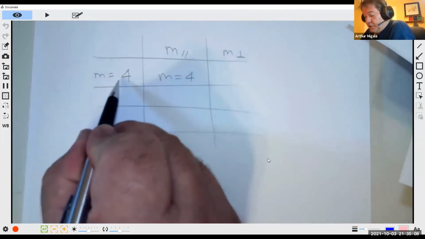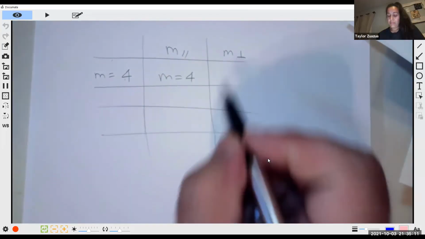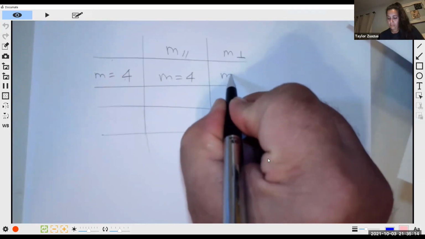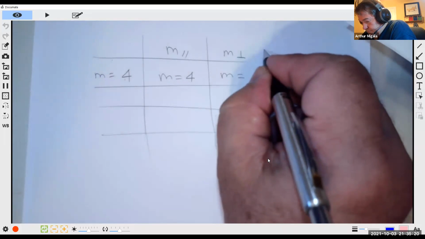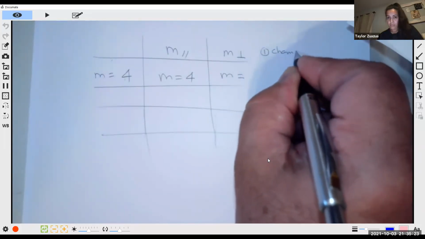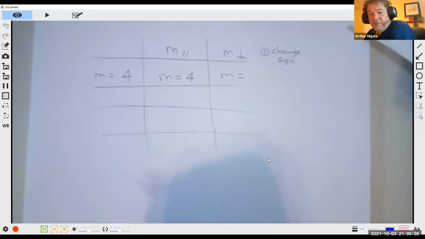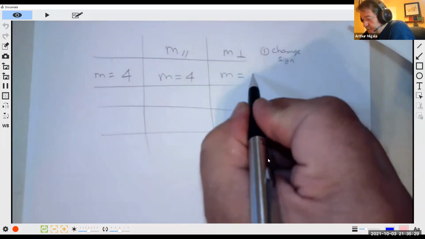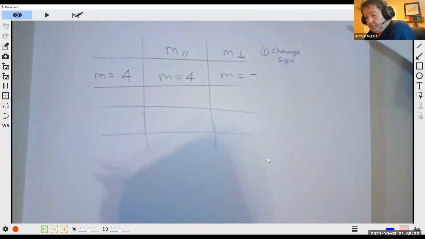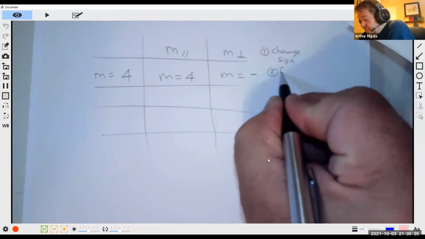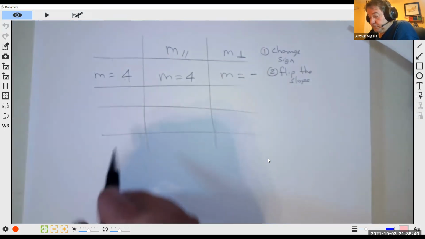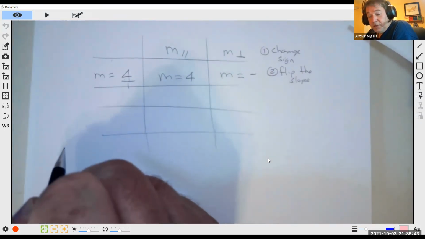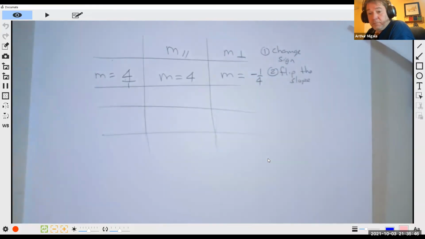So if two lines are parallel, it's easy. They have the same slope. If they're perpendicular, two things have to happen. They have to have different signs. So change the sign. Since that's positive, this one has to be negative, so -4. And then flip the number. Originally it's 4/1, so it's 1/4. So -1/4.